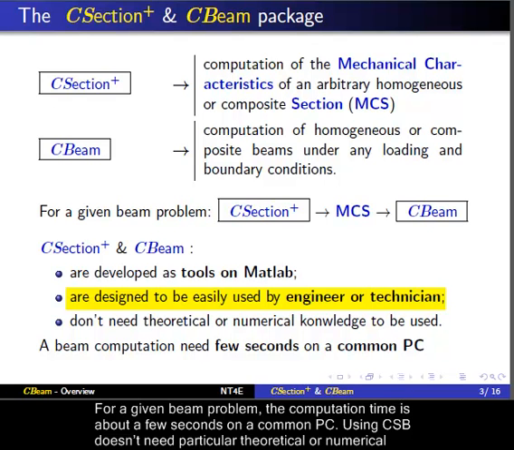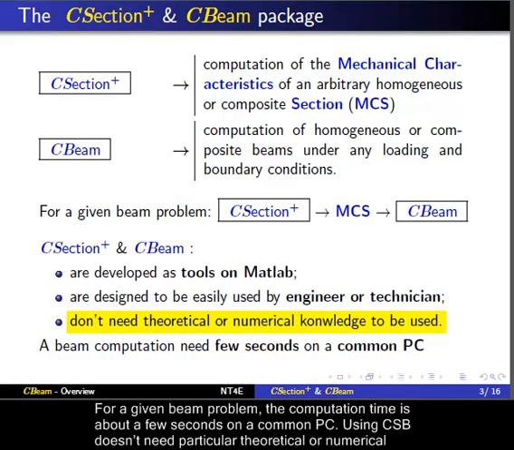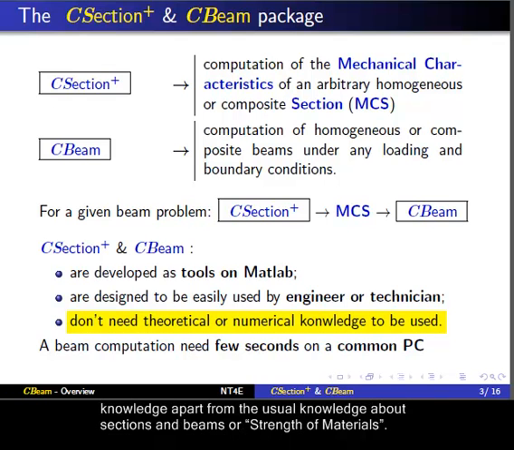For a given beam problem, the computation time is about a few seconds on a common PC. Using CSB doesn't need particular theoretical or numerical knowledge apart from the usual knowledge about sections and beams or strength of materials.